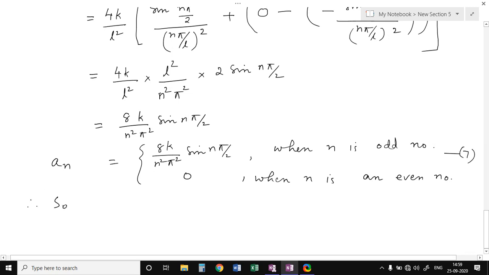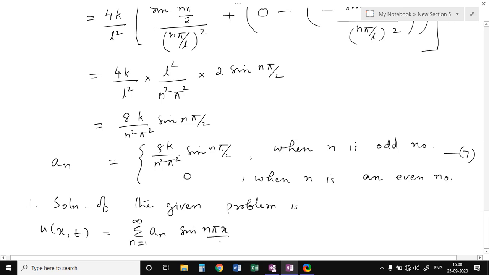Therefore, the solution of the given problem is u(x,t) is summation n varies from 1 to infinity an sin n pi x by L cos n pi ct by L, where an is given by equation number 7.